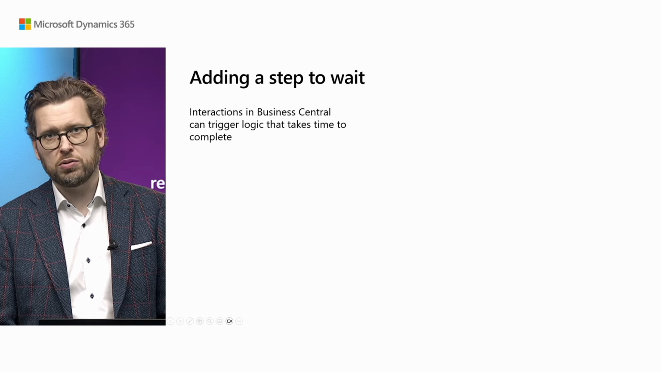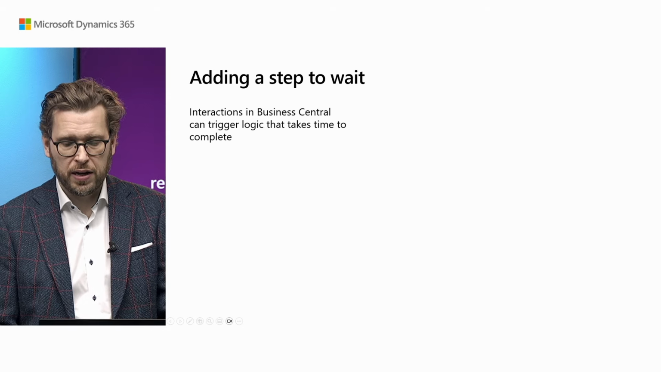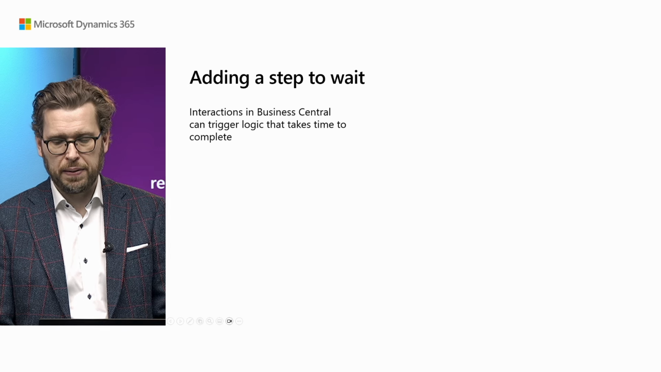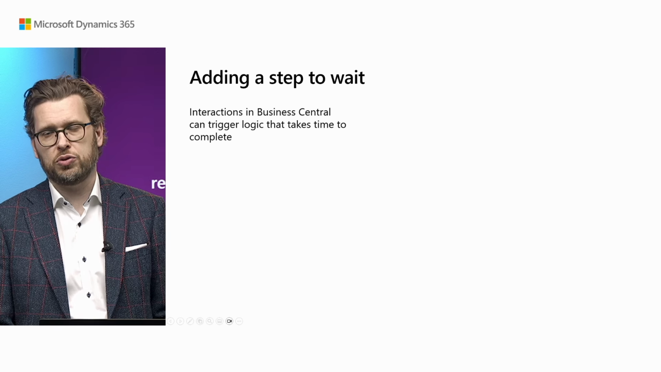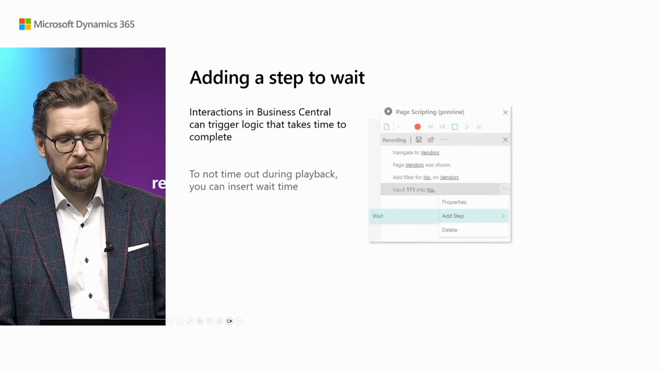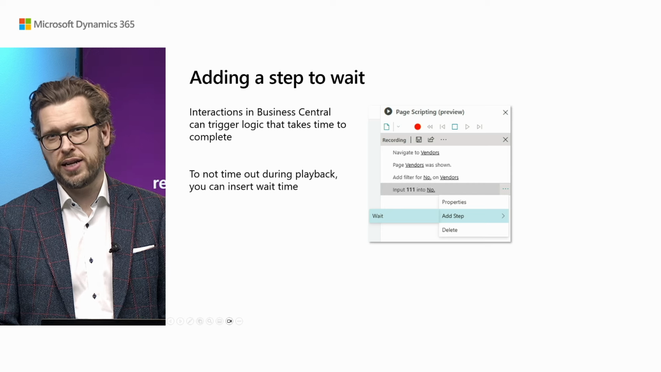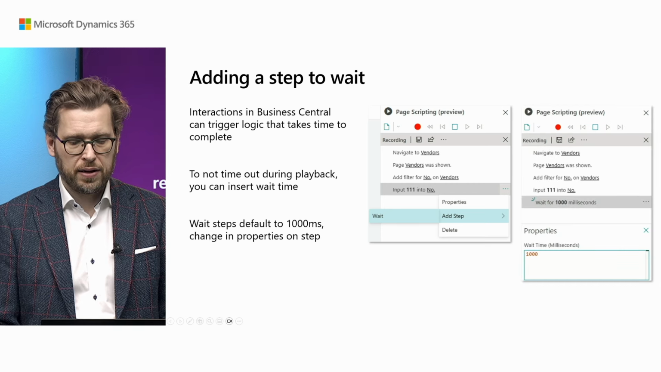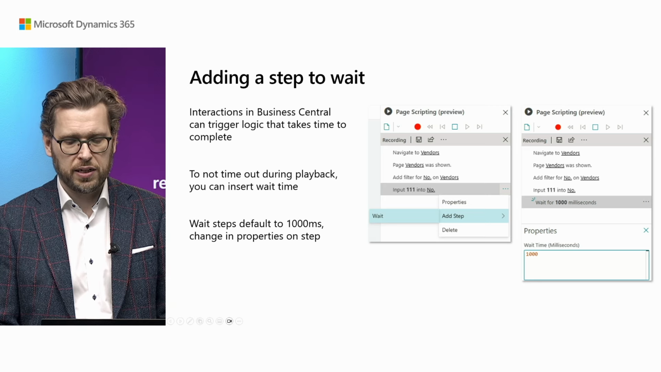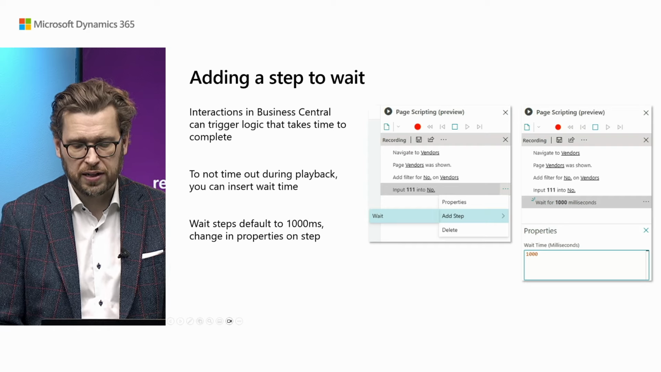Maybe it calls to an external web service where there can be some time happening, right? And to not time out and fail during playback, you can actually tell during recording that you expect things to take a little longer time. So we have the option of setting in a step, an extra step, which is a wait step. It will default to 1 second or 1,000 milliseconds, and you can go to the properties and change that to whatever, 10 seconds or something like that.